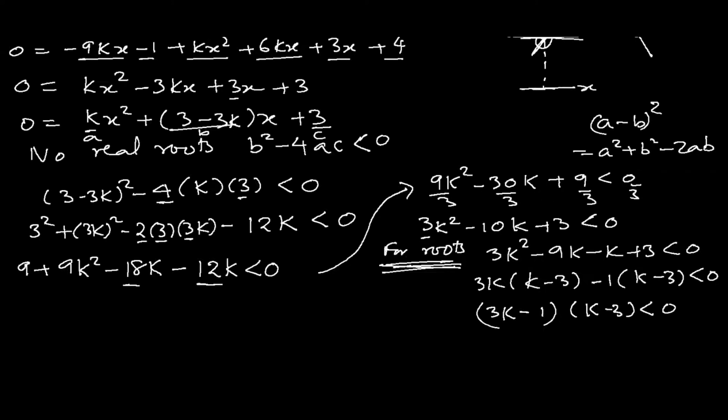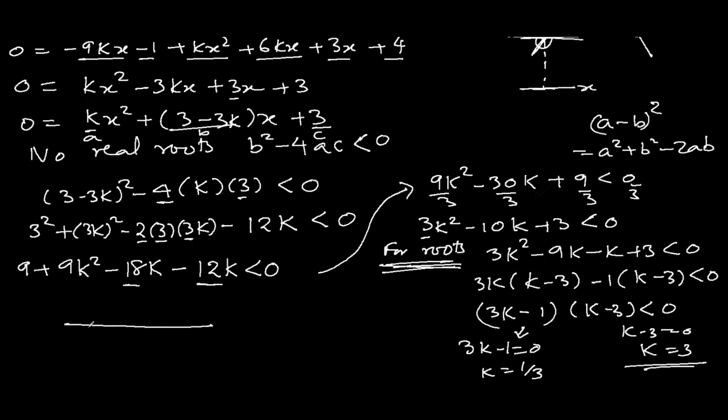What should we do? Because it is for roots we have done, just make them equal to 0 one by one, and we'll get the roots. 3k minus 1 equal to 0, k equal to 1 over 3, k minus 3 equal to 0, k equal to 3. These are the roots. Okay. Next step for you should be to put those roots on a number line.